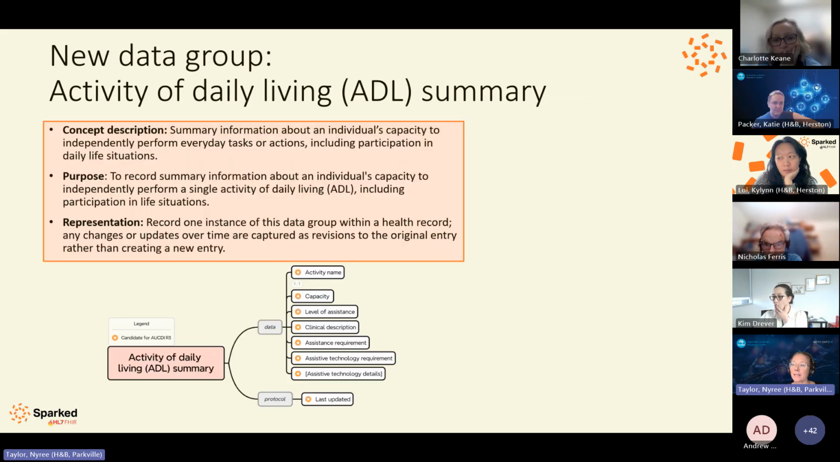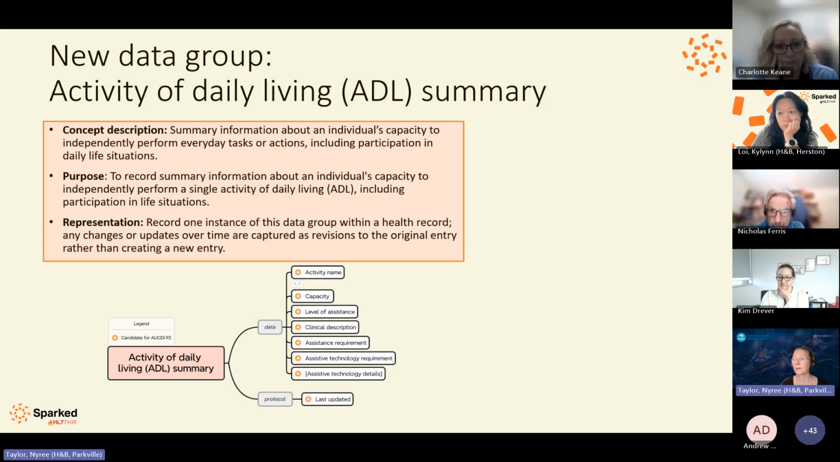So what we'd like to do today is propose a new data group, an activity of daily living summary. You can see on the screen we've got our data group in the familiar pink colour, and 8 data elements that form the data group. The concept description is the summary information about an individual's capacity to independently perform everyday tasks or actions, including participation in daily life situations. The purpose is to record that information about the individual's capacity to independently perform a single activity of daily living, including participation in life situations.